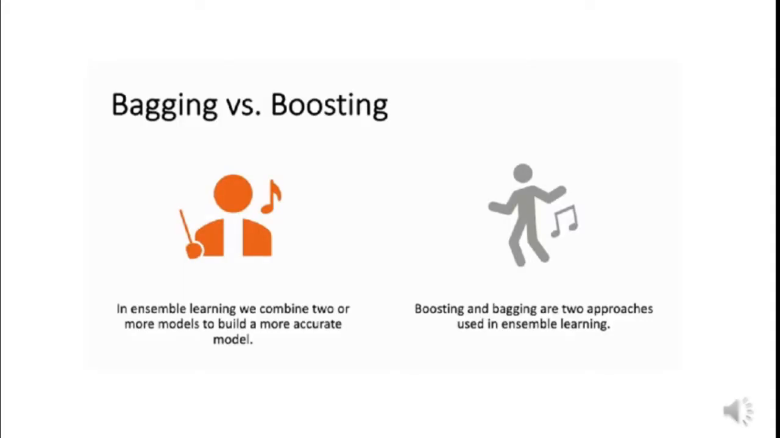We are going to look at the two topics of ensemble learning, that is bagging and boosting. Further, we will also cover the differences between bagging and boosting. Bagging and boosting are two popular methods of ensemble learning. In ensemble learning, we combine two or more models to build more accurate models. Bagging and boosting help increase the accuracy and performance of the model.